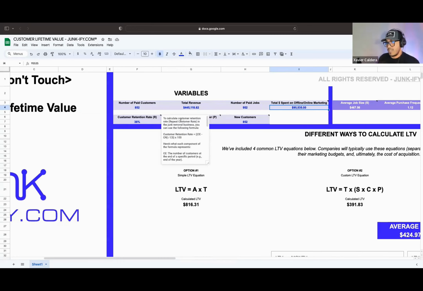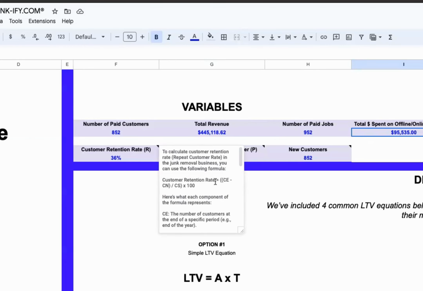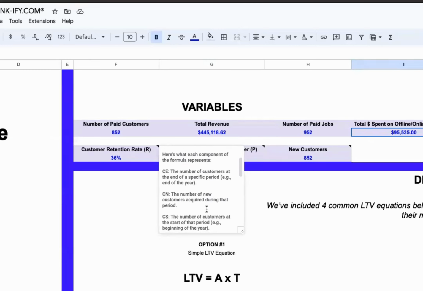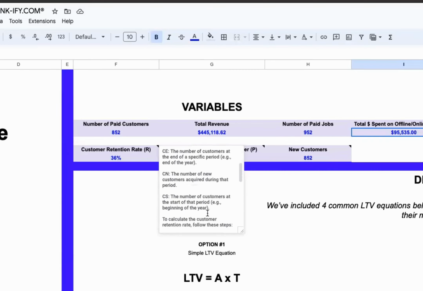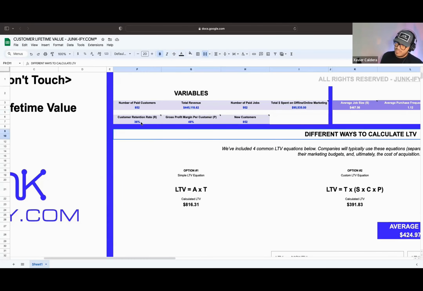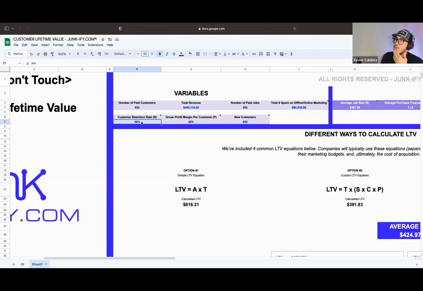To calculate customer retention rate, it's a little bit of a formula here. In the junk removal business, you can use the following formula. Customer retention rate equals the number of customers at the end of a specific period, minus the number of new customers acquired during that period, divided by the number of customers at the start of that period, for example, the beginning of the year, and then you do times 100. So that's customer retention. In other words, some people say repeat client or repeat percentage rate. Same thing. Correct.